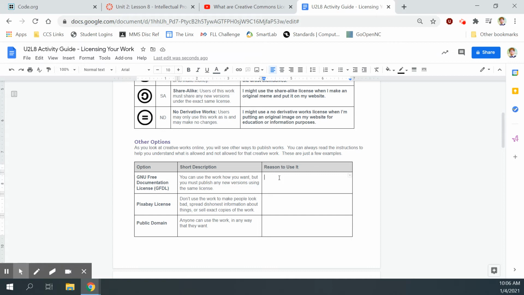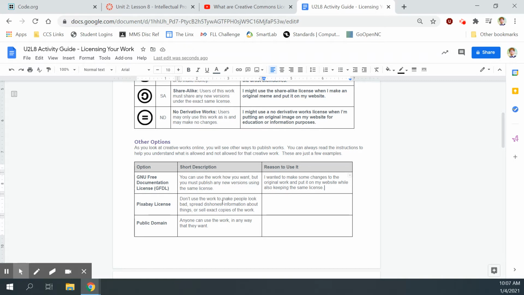GNU Free Documentation License, GFDL. The short description of this is that you can use the work how you want, but you must publish any new versions using the same license. So this is similar to share alike, but you have to notate that it's GFDL, meaning GNU Free Documentation License. So you can change it, you can use it as you want to, but you have to share it under this GFDL license. So the reason to use it: I wanted to make some changes to the original work and put it on my website while also keeping the same license.